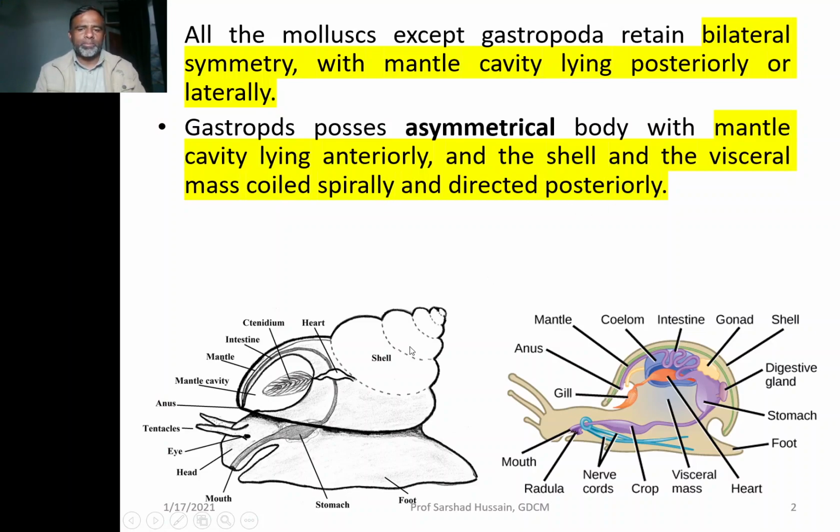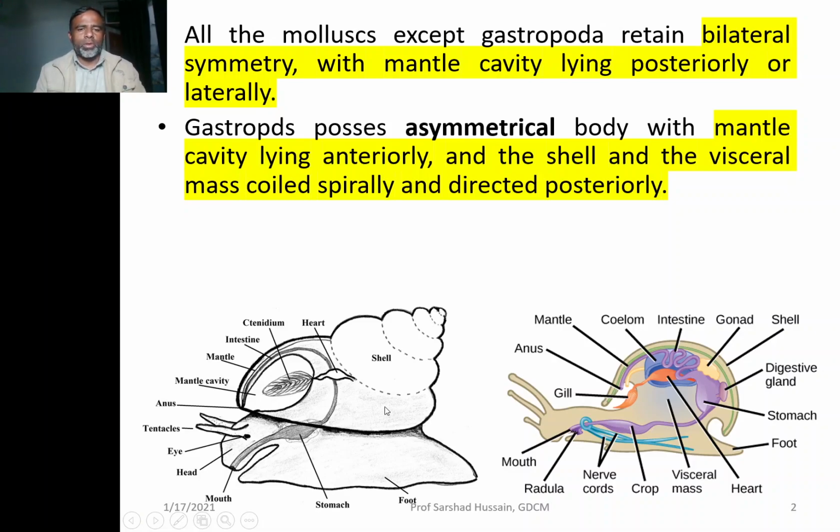posteriorly. You can see here, this is a gastropod. Here, this is the mantle cavity, this one. The mantle cavity is present anteriorly, whereas the coiling of the shell as well as the visceral mass lies posteriorly, because this is the anterior end having the head and this is the posterior end.